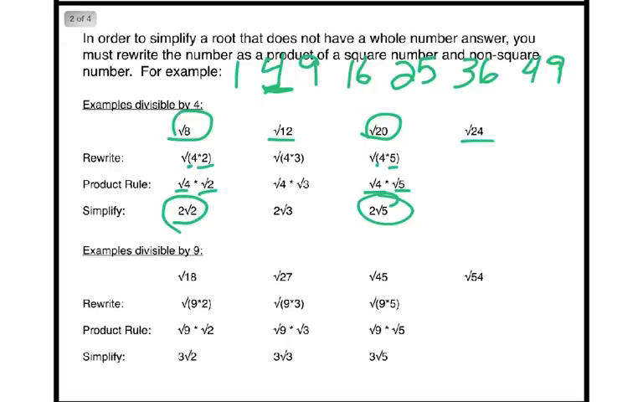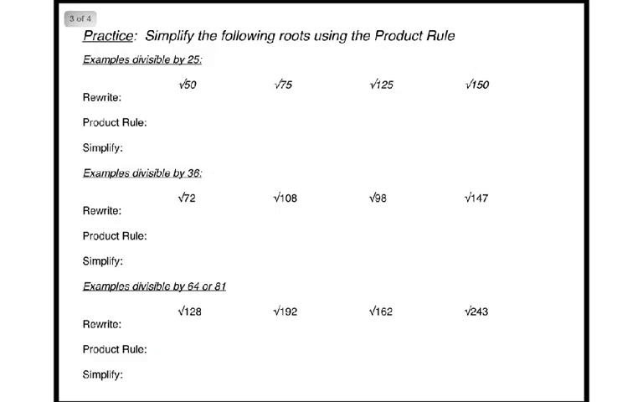Also notice these examples are all divisible by the square number 9. So root 18 can actually be rewritten as the root of 9 times 2. 9 is a square number, 2 is not. So the square root of 9 times the square root of 2, and it's 3 root 2. That is simplified. Review the following examples, try root 54 on your own, hit pause, and then proceed when you're ready. Here are some more practice problems.